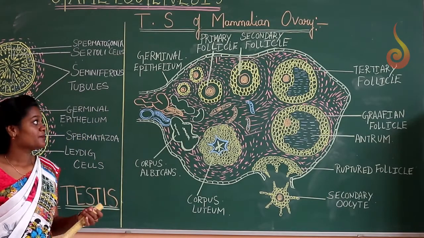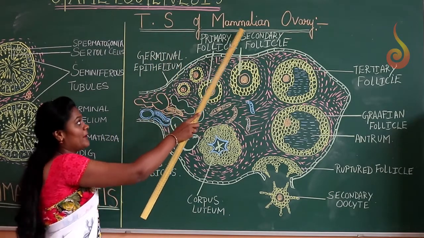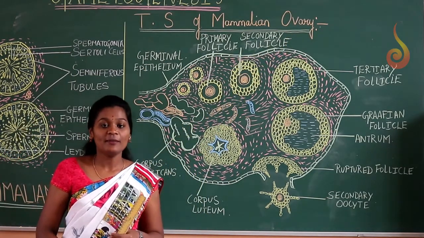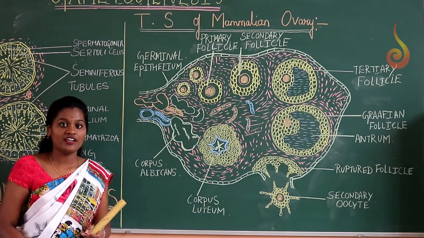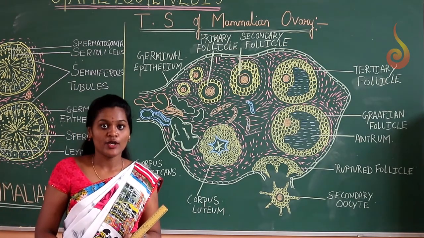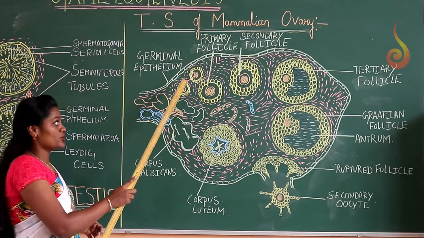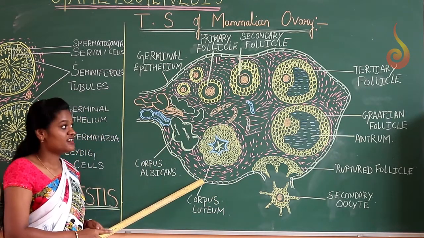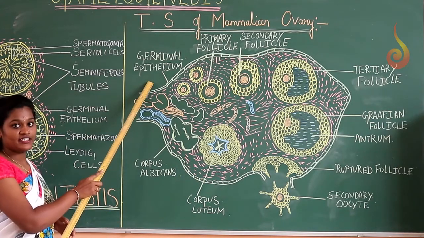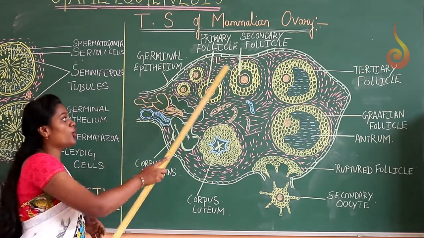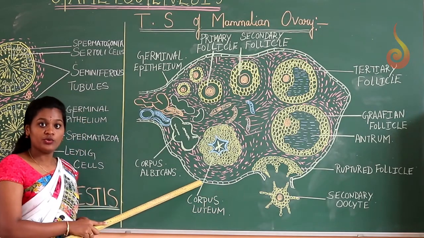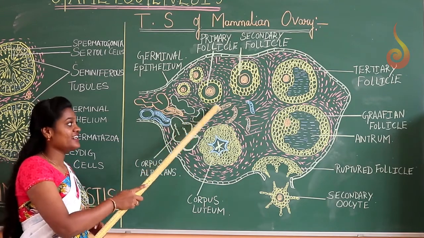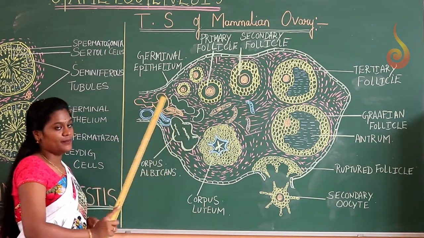Now let us study the transverse section of mammalian ovary. So ovary is a part of female reproductive system where the female gamete ova is produced. This ovary is surrounded by a single layer of germ cell called as germinal epithelium. Ovarian stroma contains two regions. The outer region is called as cortex and the inner region is called as medulla.